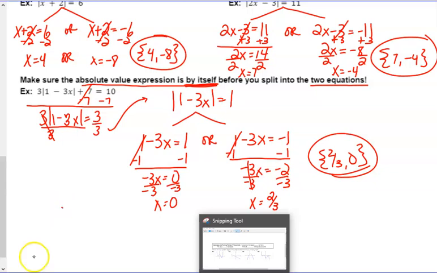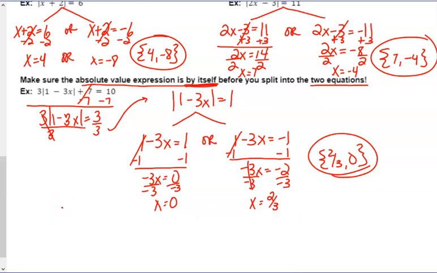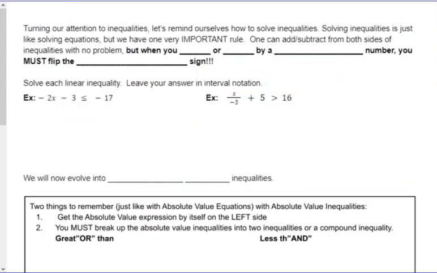Okay, so this is important because the idea of this kind of falls in line also in the next part of section 2.5, which is dealing with solving absolute value inequalities. Now, we're going to first remind ourselves from algebra what happens when I solve an inequality and I'm dealing with negatives that I'm multiplying and dividing by. So we have to remember this very important rule.